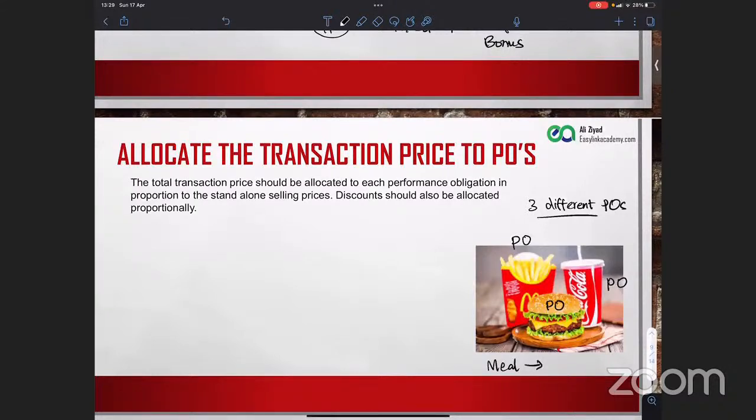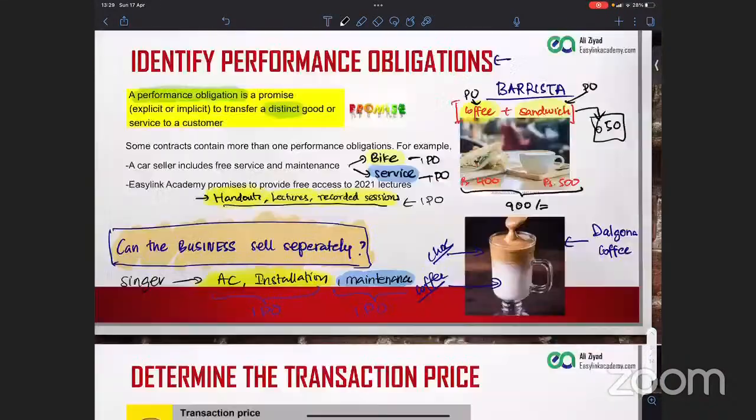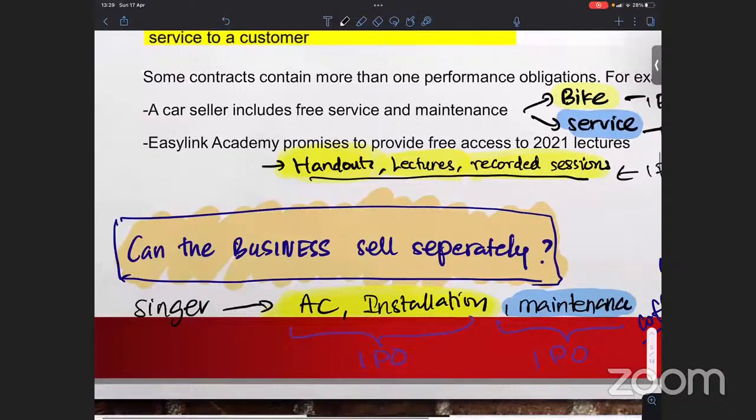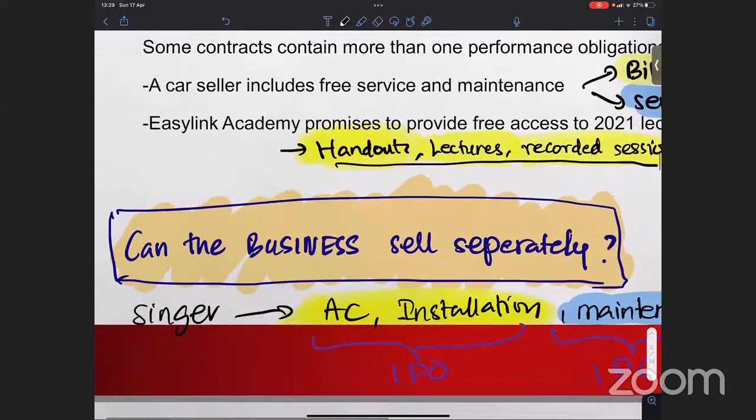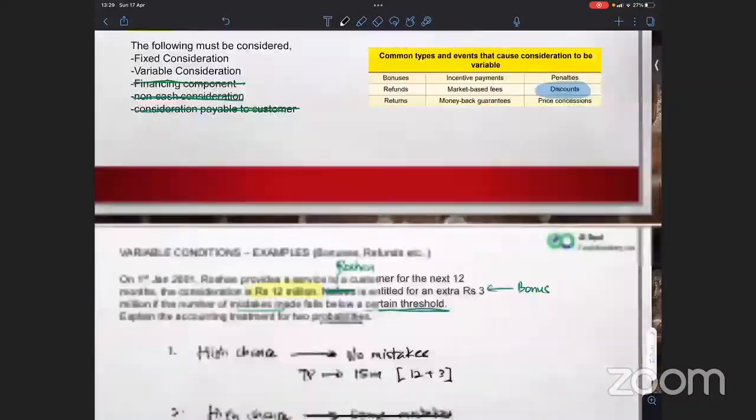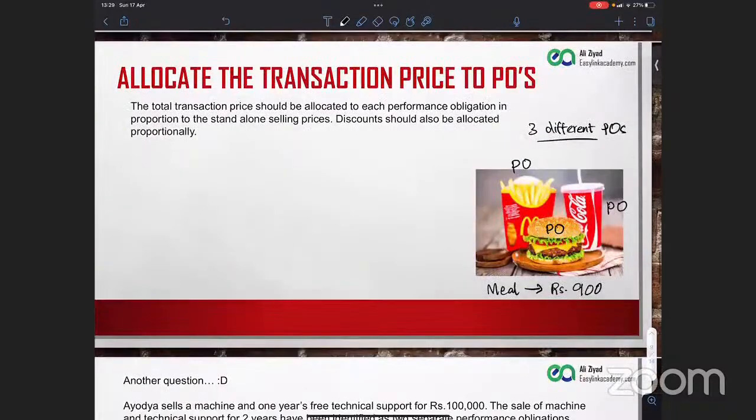You buy this meal by giving a bulk price, which is, let's say, the meal itself will cost only about 900 rupees. Let's just assume, okay? However, in this meal, they are giving you French fries, Coke, as well as burger. Then our next question is, can McDonald's sell Coke, burger, and French fries separately? If the answer is yes, then these are three different performance obligations.